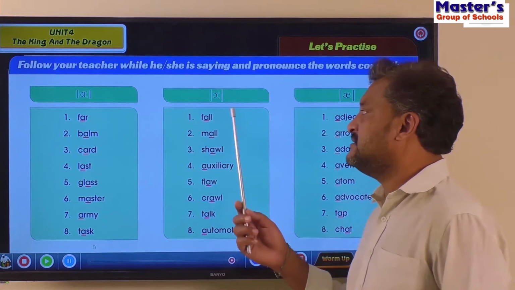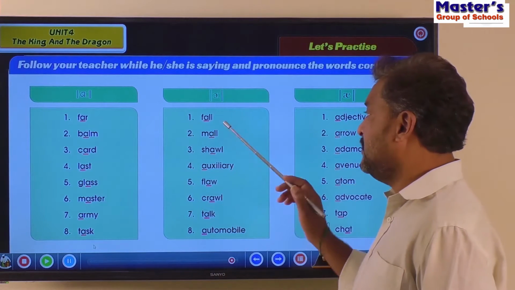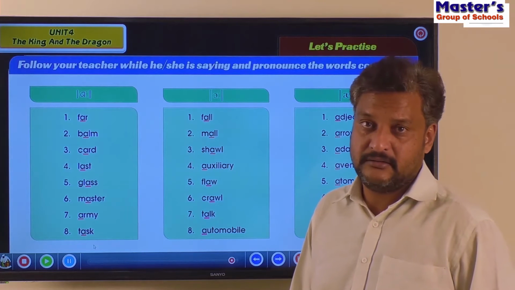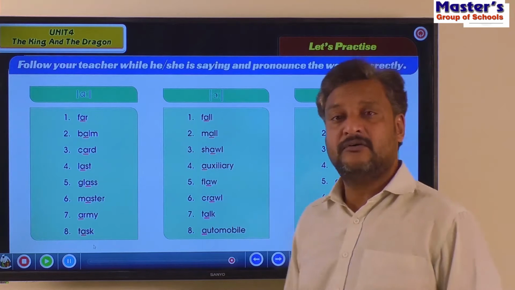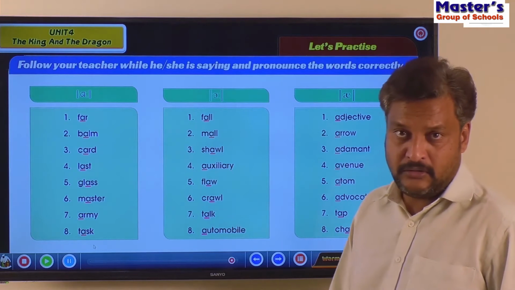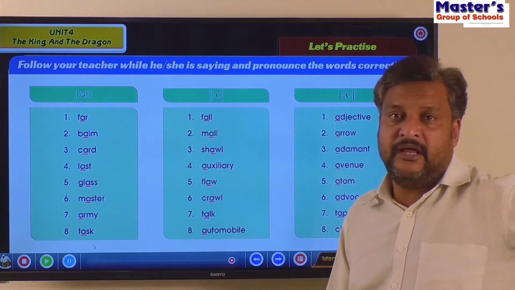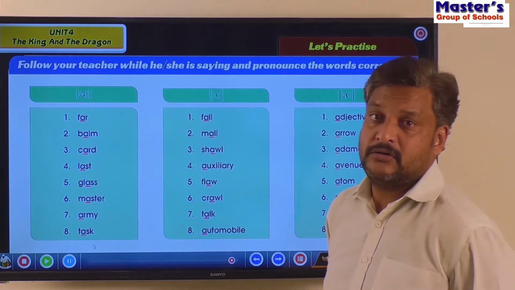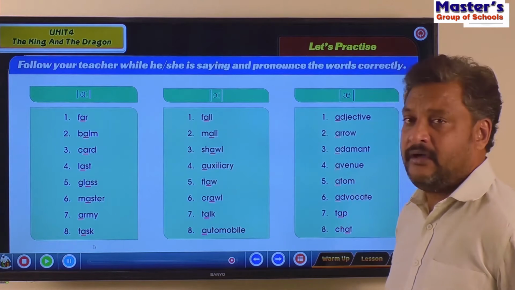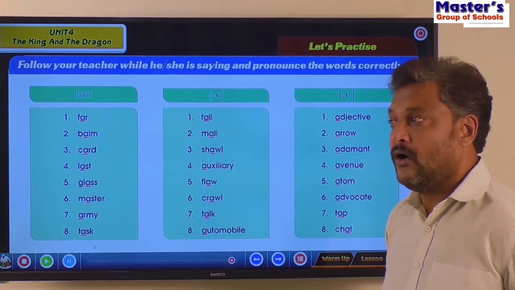The second one is letter A pronounced as O. For example, F-A-L-L, it's fall, not fal, right? It has to be pronounced as fall. M-A-L-L, mall. S-H-A-W-L, shawl. A-U-X-I-L-I-A-R-Y, auxiliary, not axillary.